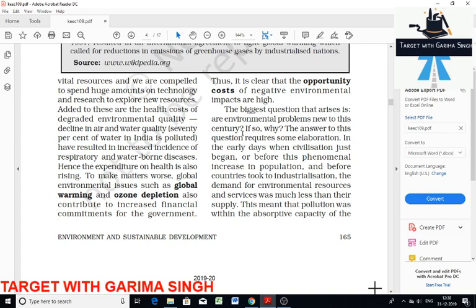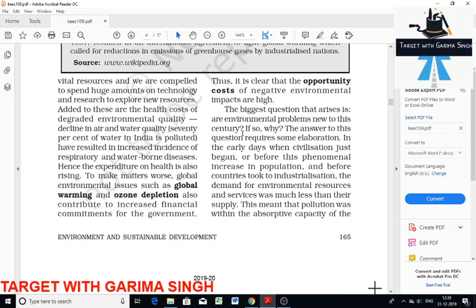Consequences of environment crisis: development has polluted and dried up the rivers and other aquifers, which has deteriorated the quality of water. Then the intensive and extensive extraction of both renewable and non-renewable resources has exhausted some vital resources, compelling us to spend huge amounts of money on technology and research to explore new resources. The decline in air and water quality has resulted in a number of respiratory and waterborne diseases. These are the consequences of environment crisis.